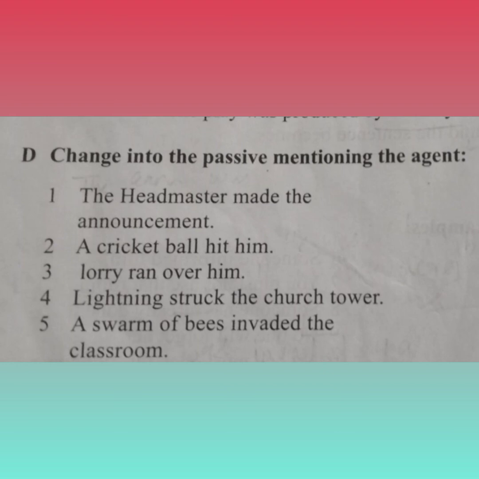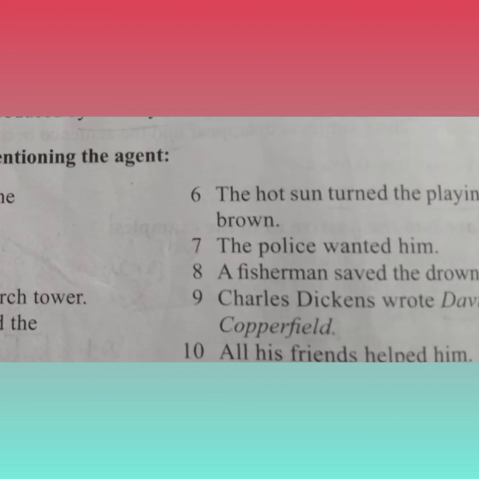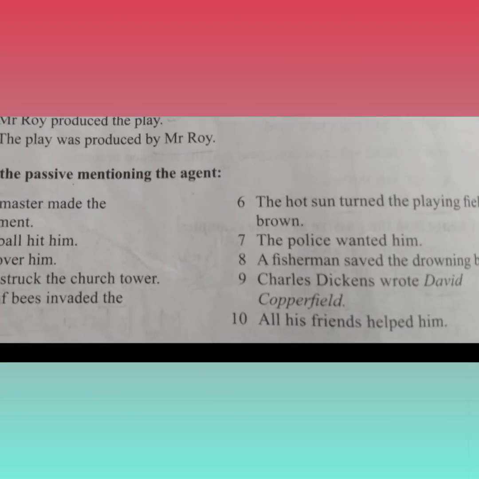"A lorry ran over him." So what will be the passive form? "He was run over by a lorry." Fourth one, "lightning struck the church tower." "The church tower was struck by lightning." Fifth one, "a swarm of bees invaded the classroom." So, "the classroom was invaded by a swarm of bees." Children, like this, you do the rest of questions 6 to 10. And when changing into passive, mention the agent also.